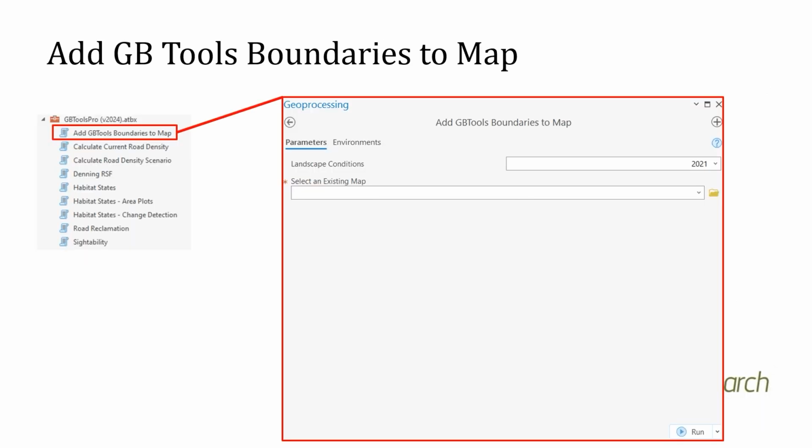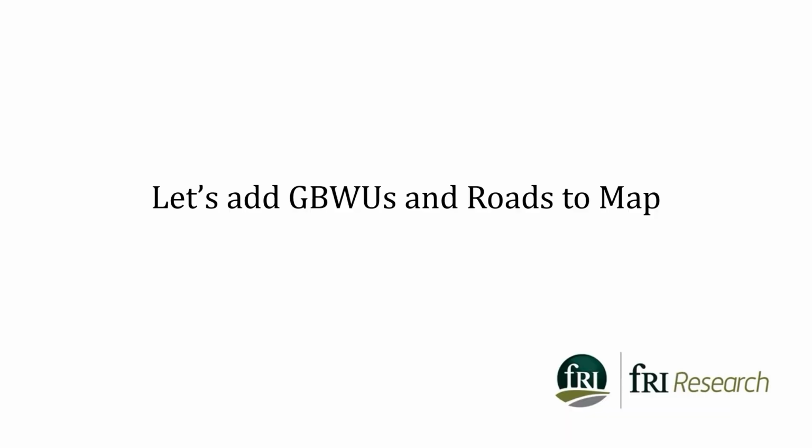All right, in keeping with these GBWUs, I'm just going to quickly go through a tool that allows us to add these and road layers to the map. So that's the add GBTools boundaries to map. Here we have a very simple interface. We have our landscape conditions, which can't be changed, and we have another input to select an existing map. So let's just see how this is done.